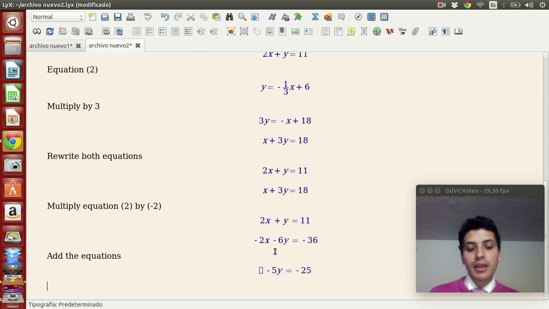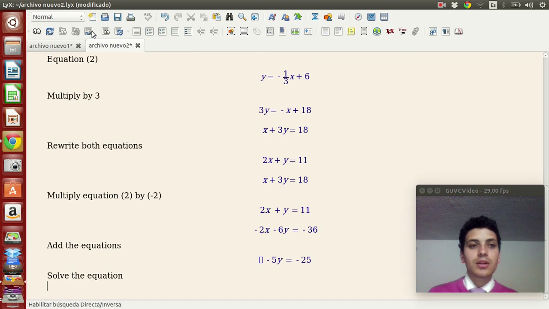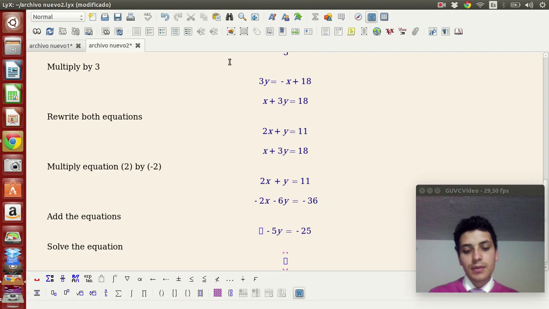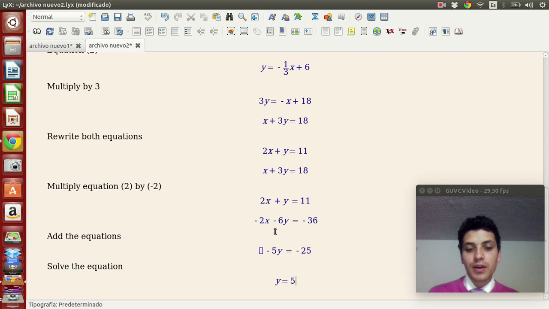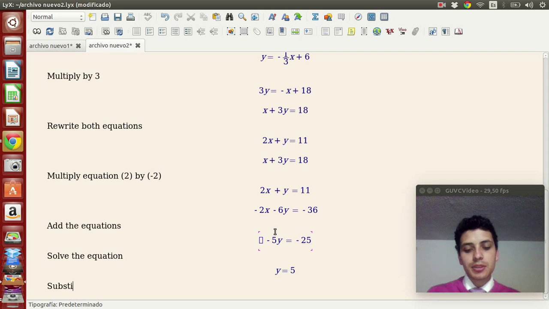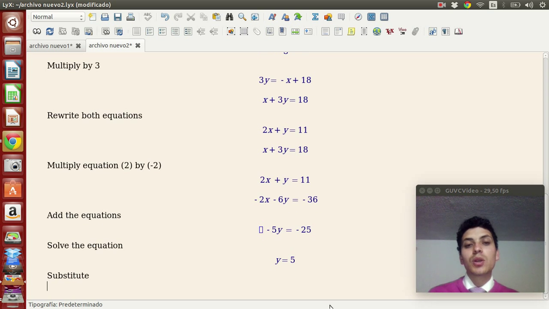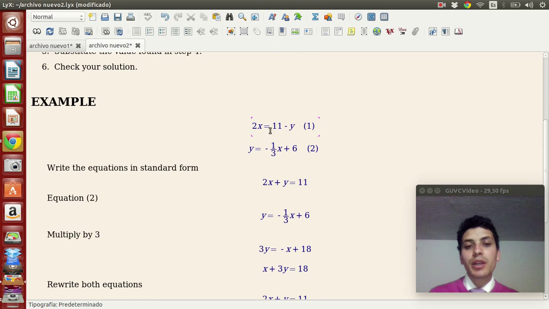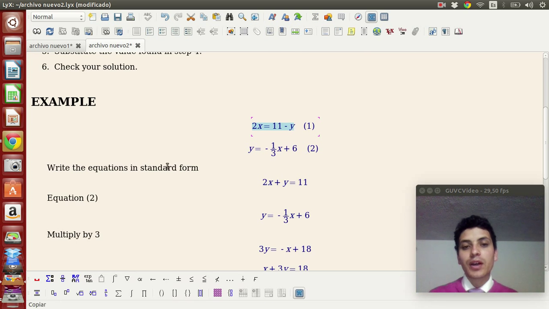And we just have to solve the equation. So if I solve the equation, I have that y is negative 25 divided by negative 5, which is 5. So y is 5. And substitute the solution. As you can see, in the original equations we have one equation that is 2x equals 11 minus y. So I'm going to use this equation to find my solution.